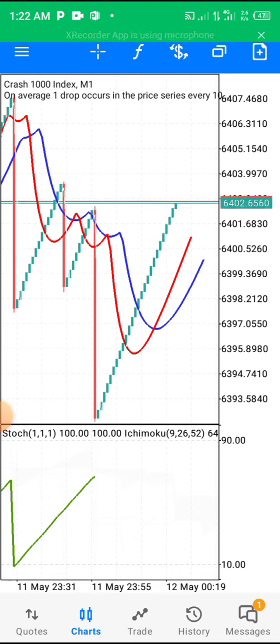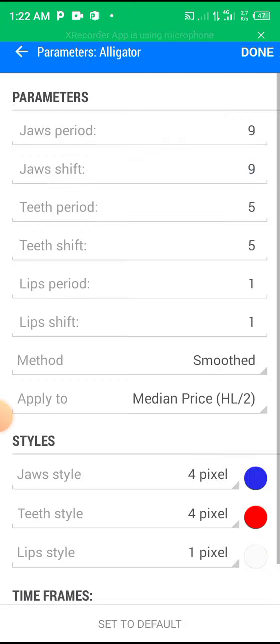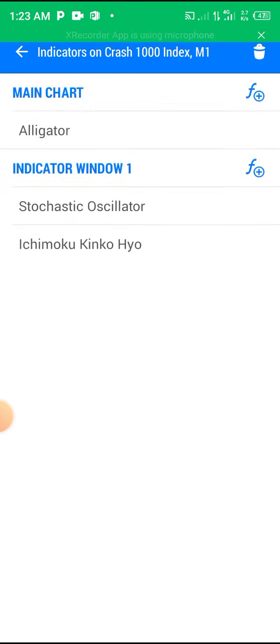Okay, so what you would do is, after you have finished inserting your indicators, let's go back to the indicator. On the main chart we have the alligator, guys. On indicator window one we have the stochastic oscillator and the Ichimoku. On the alligator you can see the parameters. We have the jaw period 9, jaw shift 9, teeth period 5, teeth shift 5, lip period 1, lip shift 1. Just screenshot it, guys. I won't be able to call out all these. Save it on your own chart, and after that you click on done.